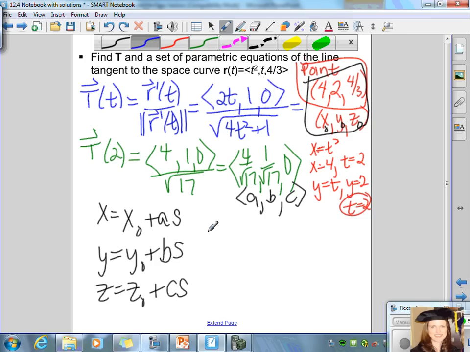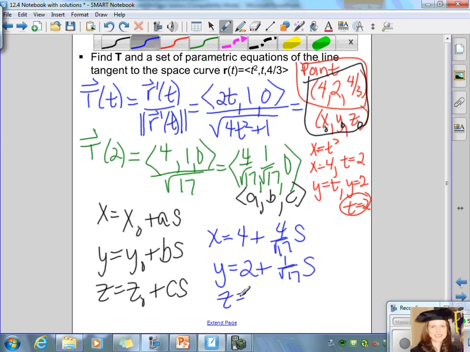So our x would be equal to 4 plus 4 over square root of 17 times s. Our y would equal our initial y, which was 2, plus 1 over square root of 17 times s, and our z would equal our initial z, which was 4/3, plus 0s, and that would be simplified to this set of parametric equations. Again, this is not unique. There are many ways that you can solve to get the correct solution here.